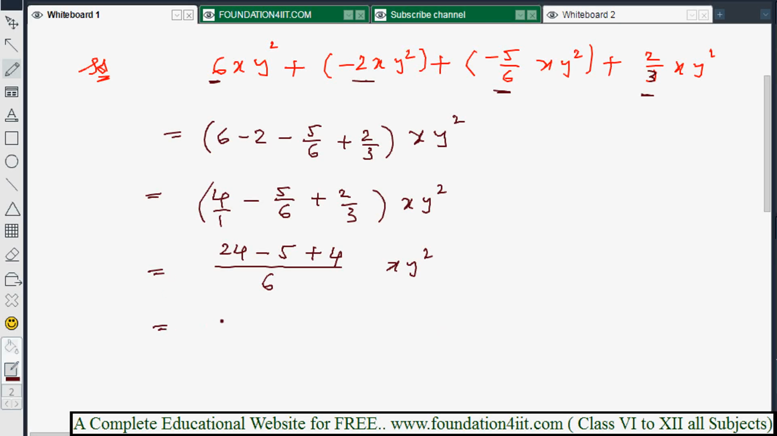24a plus 4a, 28xy square minus 5xy square, 23 by 6 xy square. So this only the sum means addition of like terms. It's very simple. Only coefficients we need to add to get the final answer, and variables are same. That's why you can call like terms. So they are the common for them.